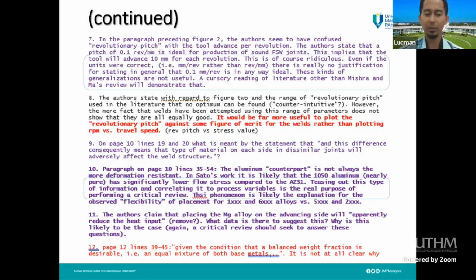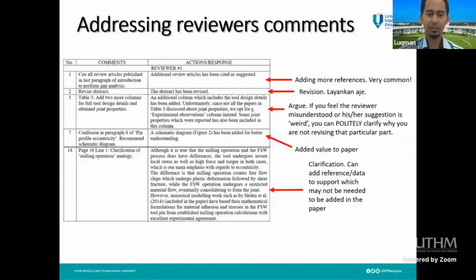Look at this, they really gave 20 comments. Addressing reviewer comments also means sometimes adding more references, sometimes revising, adding value to the paper. Sometimes they give a suggestion, oh, that's right, and then we add it and it adds value to the paper. And then clarification. Sometimes they misunderstand, so we have to give clarification too.